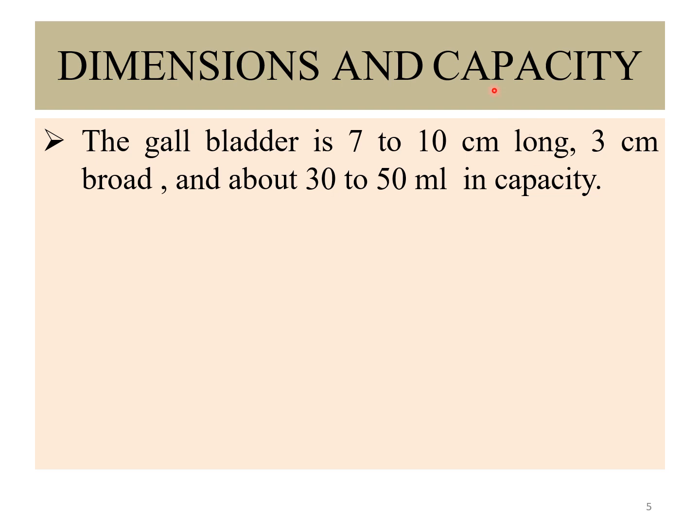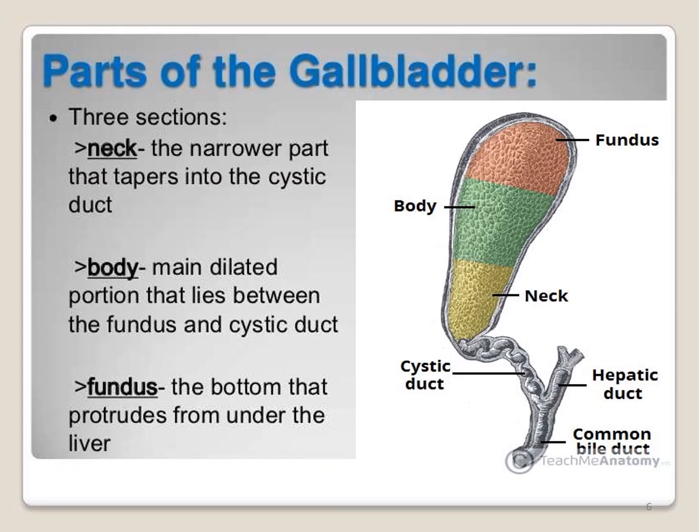Coming to the dimensions and capacity. The gallbladder is 7 to 10 cm long, 3 cm broad and it can store up to 30 to 50 ml of bile. Coming to the parts of gallbladder. It has 3 sections, neck, body and the fundus.